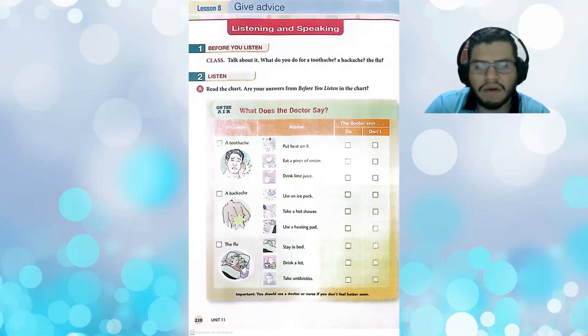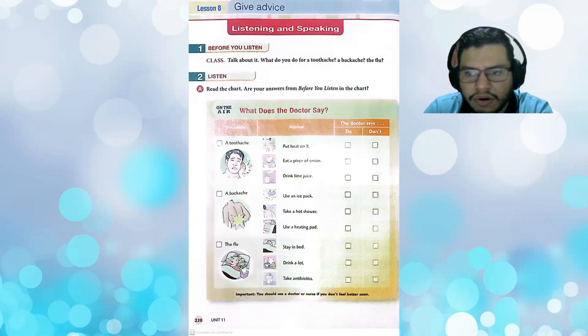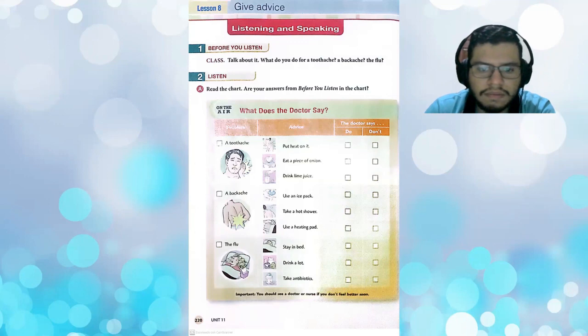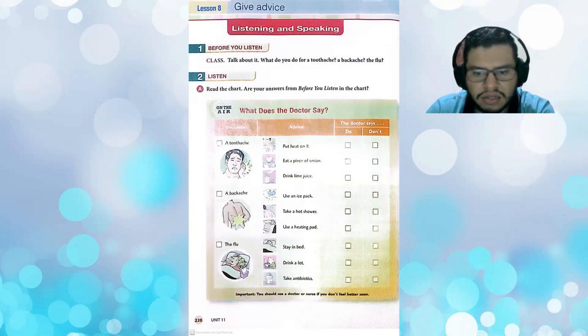When we have a toothache, we put heat on it, eat a piece of onion, drink lime juice. What do you consider for this case? Number 2, a backache: use an ice pack, take a hot shower, use a heating pad. For the flu: stay in bed, drink a lot, take antibiotics.